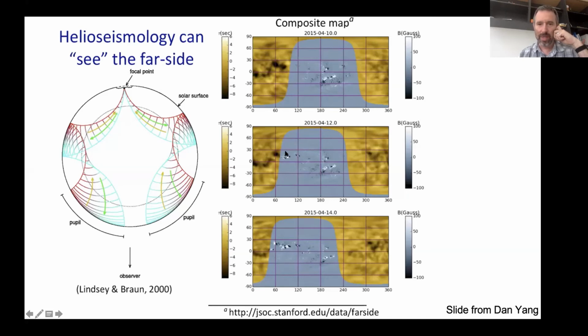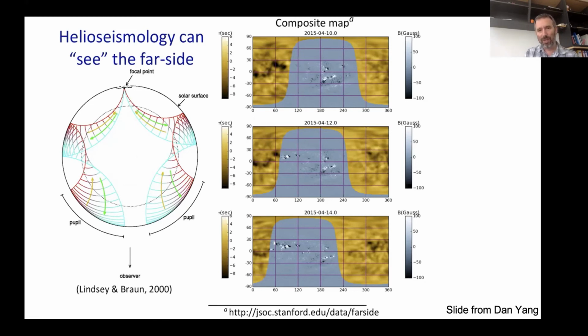2 days later, you see an active region is starting to rotate onto the east limb of the sun, and that continues. So this far side imaging can actually detect active regions through their impact on the acoustic waves, even on the far side of the sun. And this is something that's interesting for space weather. It's interesting for understanding active regions, I think, also.